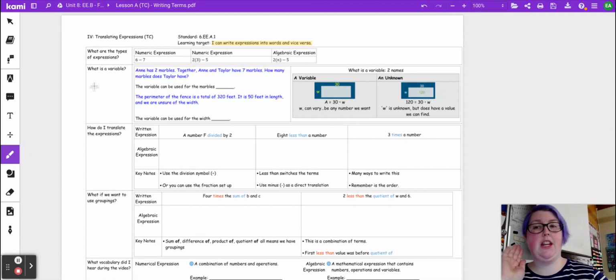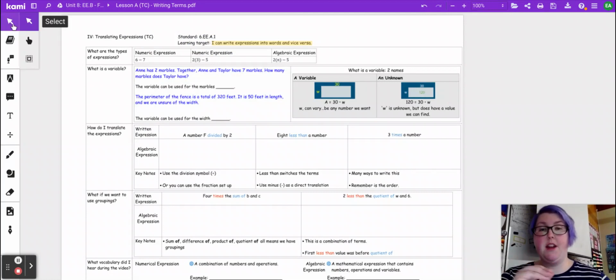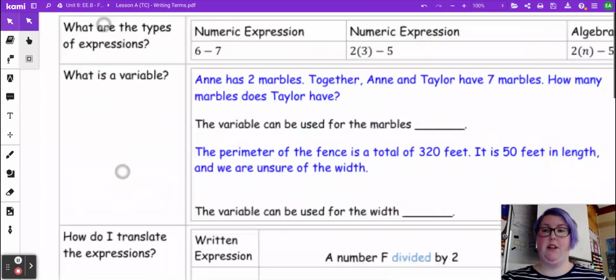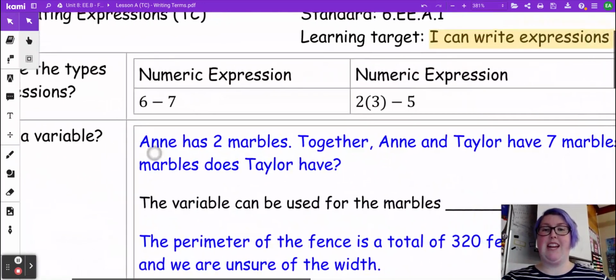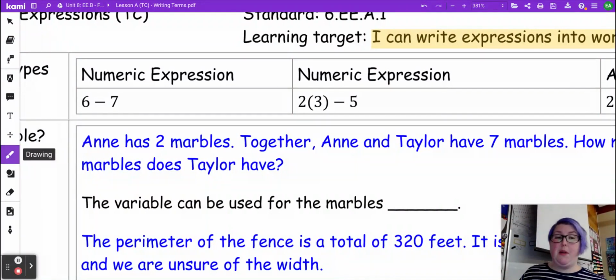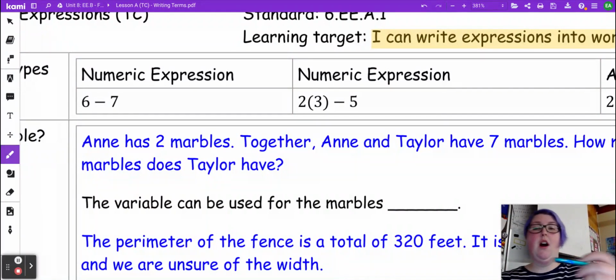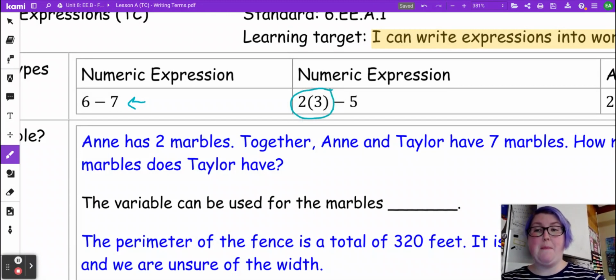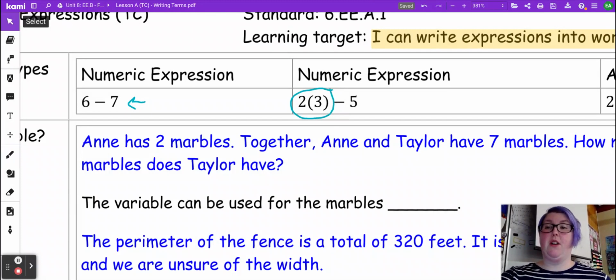Today we are looking at translating expressions. So we're going from words to numbers and numbers to words. So the first thing is, what are the types of expressions? We have numeric, that's what you have seen pretty much your entire math career, are numeric numbers. So it can be simple expressions like 6 minus 7. It can also have multiple levels like 2 times 3 minus 5. Both of those are numeric.